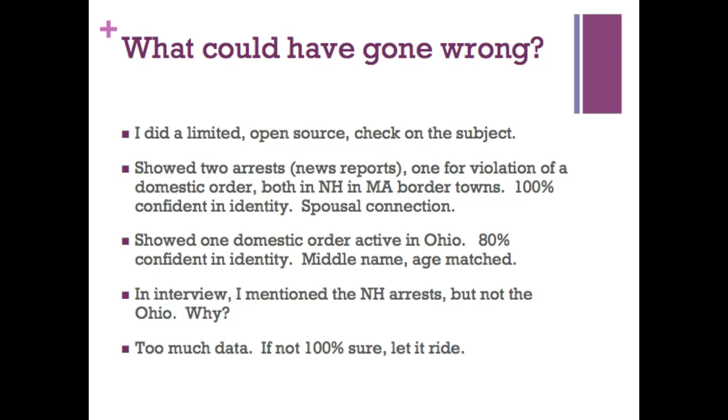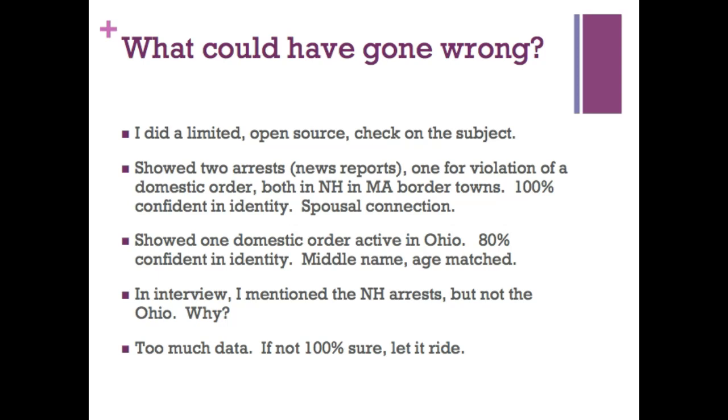So in this particular case, I was able to do an open source check and found that he had 2 arrests. One was for a violation of domestic order, and both arrests were in New Hampshire, Massachusetts border towns. The person had a rather unique name, not really unique, but enough that it wasn't a John Smith kind of name, right? I was 100% confident in his identity, and there was also in the domestic order a listing of his spouse in this newspaper article, who I was able to confirm matched the first name, middle initial. They didn't have the maiden name, but he was married to this person with the same first name, middle initial. So I was 100% confident in the match that I had a guy who had 2 arrests, and one of them was for a violation of a domestic order.